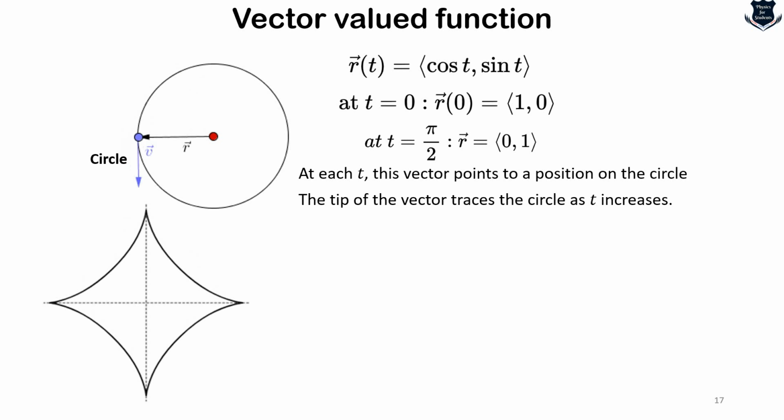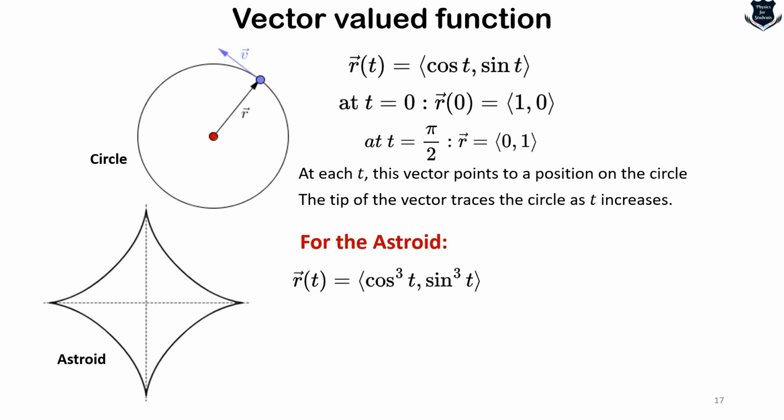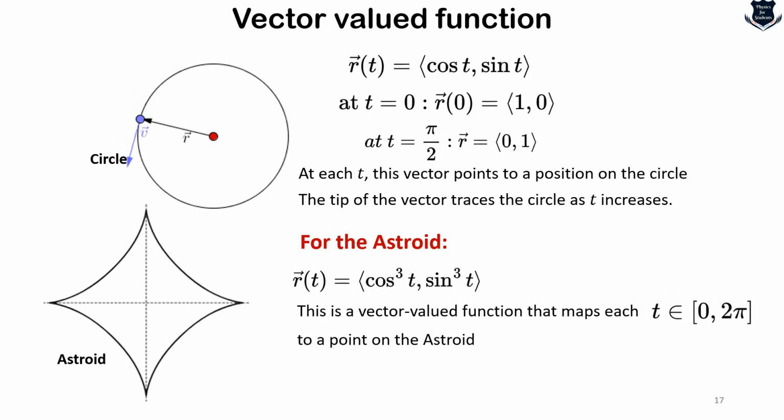What happens for an asteroid? Simple, it will be the same. The position vector will be r of t, and it would be cos cube t and sin cube t. So this is also a vector valued function which maps the value t in this interval for a point on the asteroid. So it gives a vector from the origin to the point, which I have somehow not drawn over here. So you can just imagine a red line or any line pointing from this value to this.